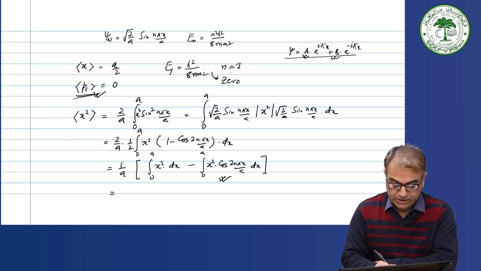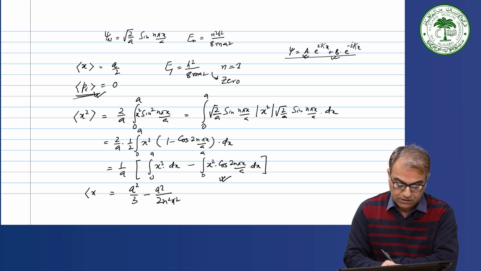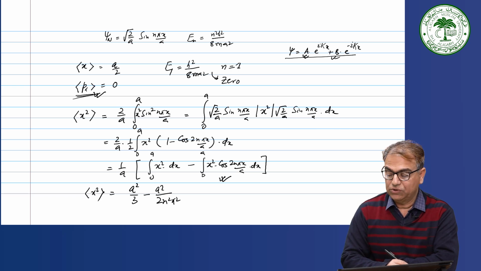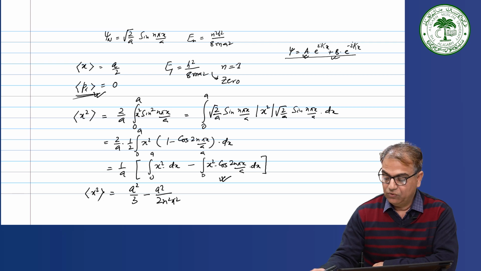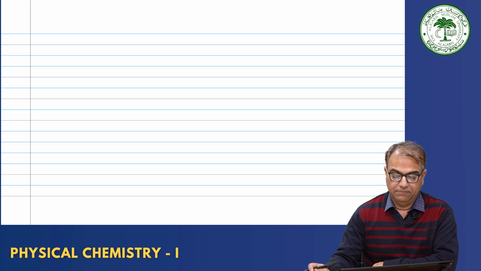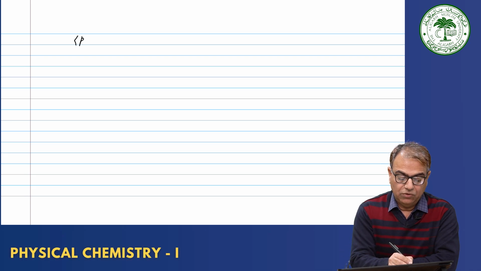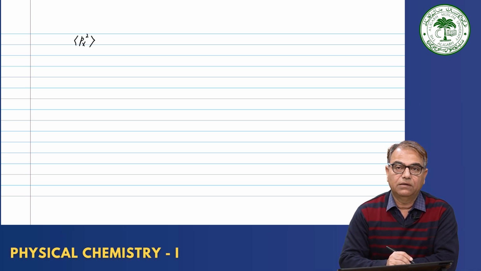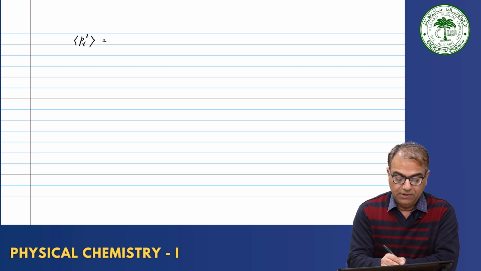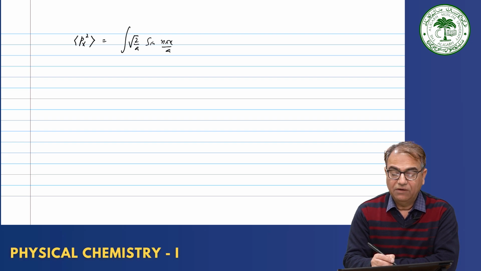and the value which you finally get is a square divided by 3 minus a square divided by 2 n square pi square. This value you should get for the square of the position. What will happen if you calculate the square of the momentum? If somebody asks you to find out the value of px square, then again the rule remains the same: you write the wave function root 2 by a sine n pi x upon a. Why am I doing all this?